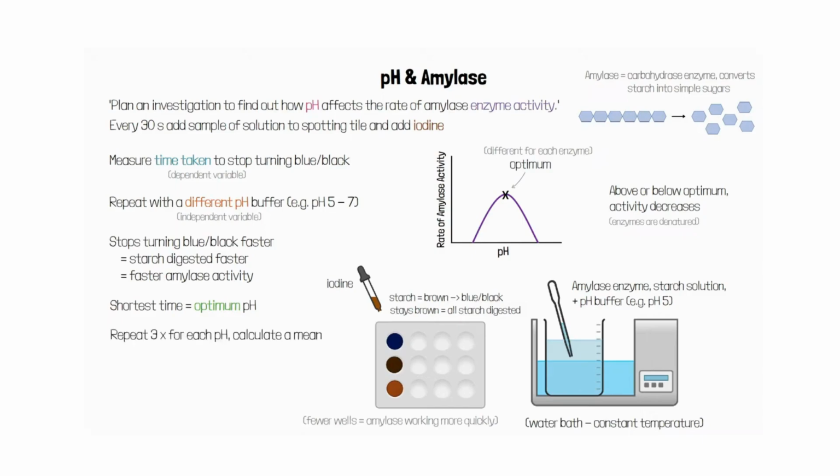To make sure our results are reliable, it's a good idea to repeat at least 3 times for each pH, and to calculate a mean for each pH. We need to make sure the temperature stays the same throughout the experiment, and we do that using the water bath. And we need to make sure the concentration and volume of starch solution stay the same as well. These are our control variables.